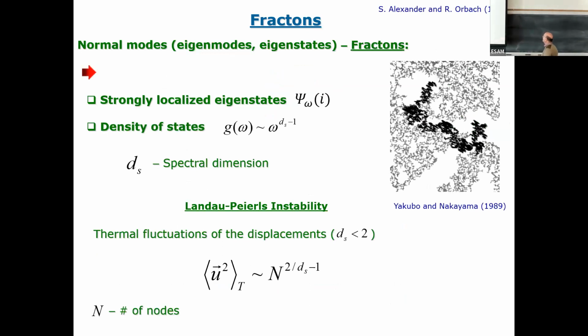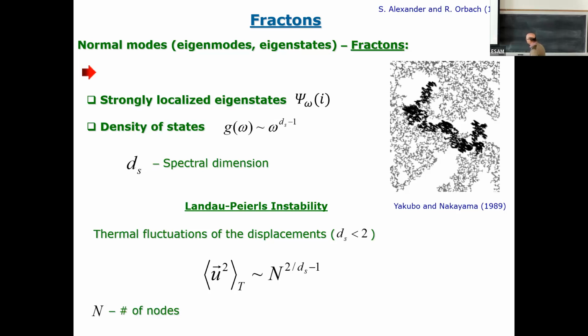And this has been done. These eigenstates on a fractal are called fractons. They are localized, strongly localized. So you see, instead of having a wave, a sound wave, these amplitudes are localized. This is a percolation cluster in 2D. And you find this scaling.